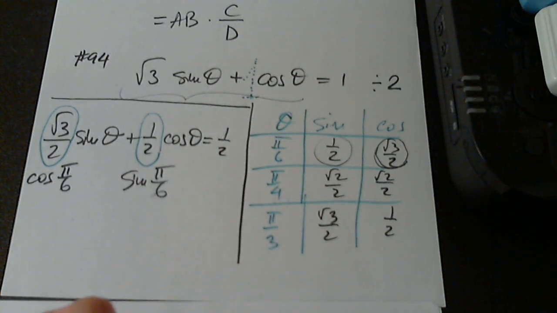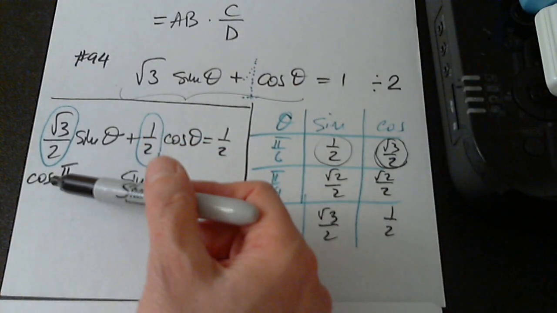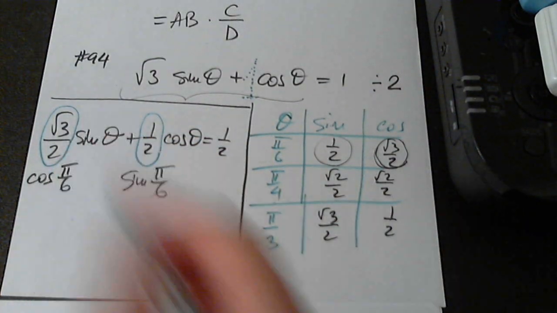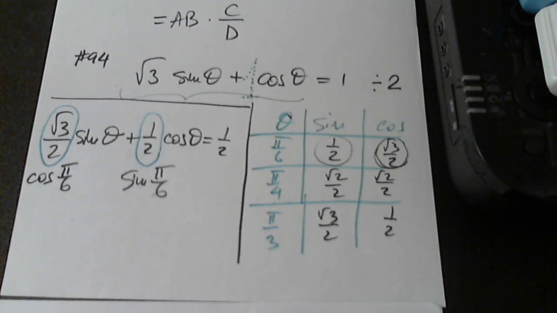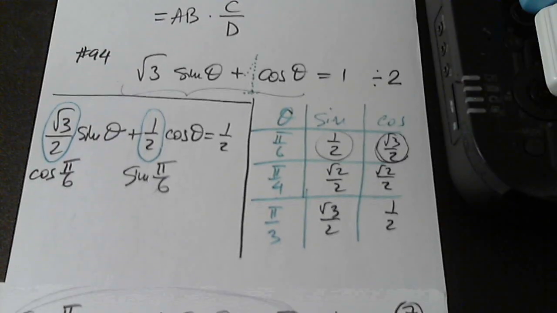Sine pi over 6 cosine theta plus cosine pi over 6 sine theta equals 1/2. Now, what does this mean? And what do I replace it by, in other words?